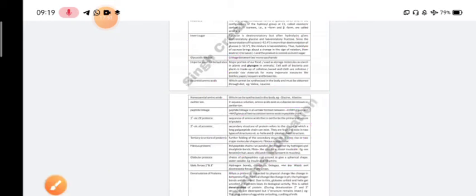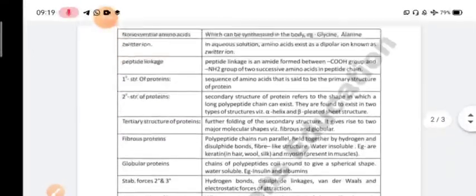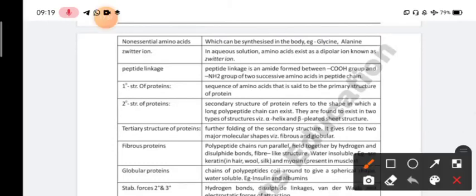Okay, and this structure is being called the peptide bond or peptide linkage, and I have described this in the structure as well. Okay, and the protein structure is important, so please go through that as well.